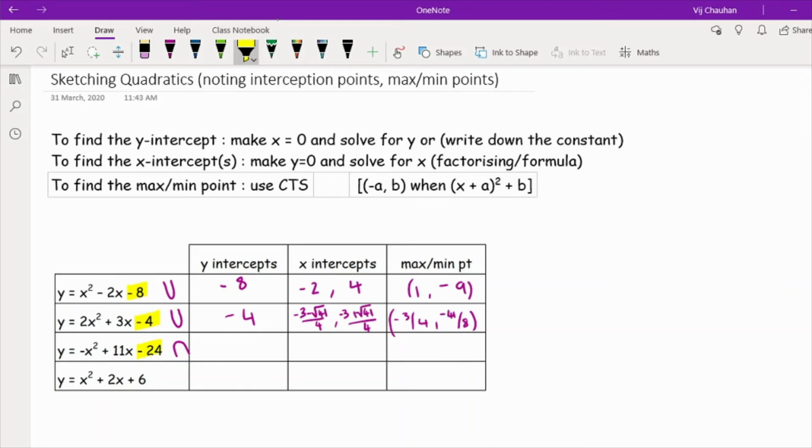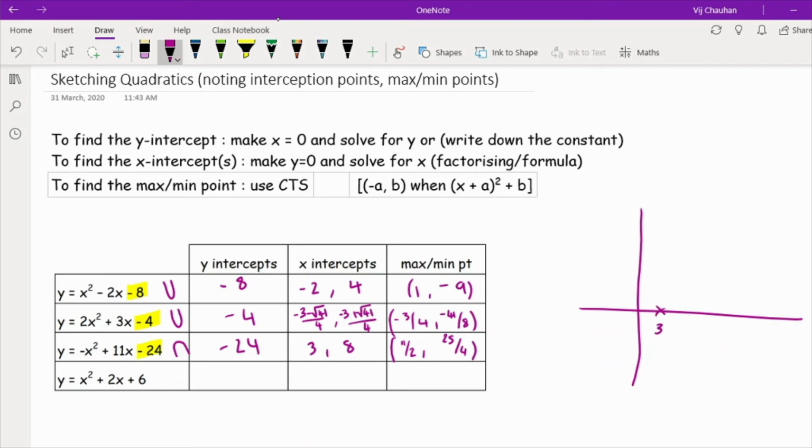Is at -24. And now with this one, here with example 3, we've got that our x-intercepts of solving this equation will give our values of 3 and 8. And our minimum value is going to be 11/2 and 25/4. So then sketching this, again, let's quickly go through it because it's getting a bit repetitive.